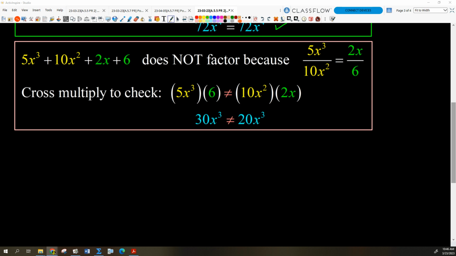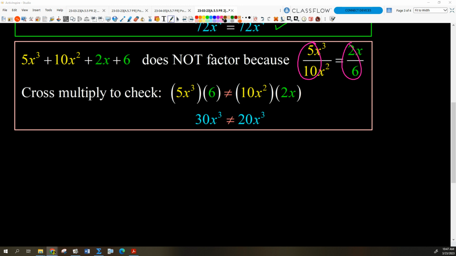Okay, how about the second one we did? Term 1 divided by term 2, is that equal to term 3 divided by term 4? Well, right away you can see we've got problems. Look, 5 over 10 is not the same as 2 over 6. So you already know it's going to fail. They would have to be in the same ratio. That's why I always look at the numbers first.